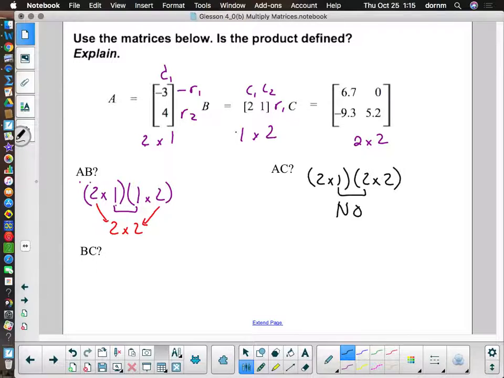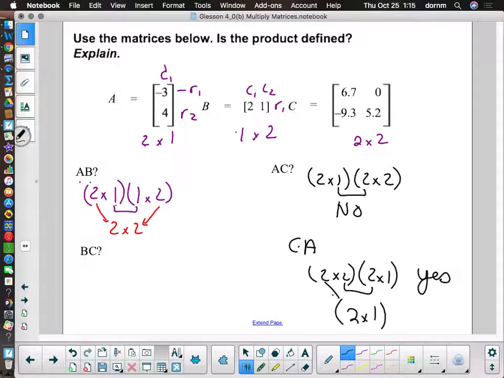Okay? What if I did CA? Could I multiply C times A? You're saying, well, you couldn't multiply AC. Why could you multiply CA? Because order matters. If you go C first, C is a 2 by 2, and A is a 2 by 1. So for CA, absolutely, these two do match. So yes, we could multiply them, and the result would be a 2 by 1 matrix.